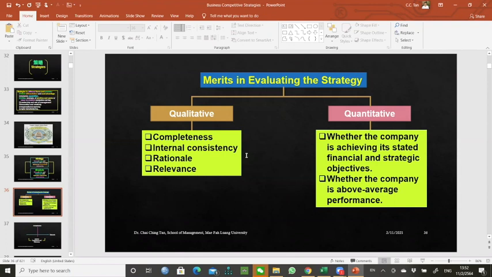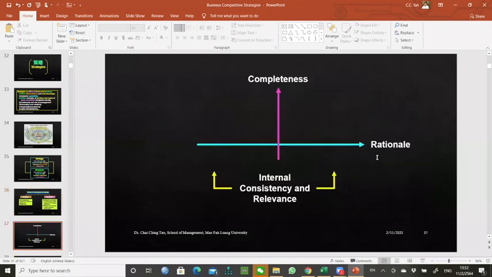So whether the company is achieving a stated financial or strategic objective, whichever strategic objectives, such as positioning number one in the world in these things or whatever, and above-average performance. So you've got to show some evidence, quantitative evidence, or you have to be able to present your qualitative argument in your assignments or in your strategic decision proposition. And so we're talking about your reasoning. Yeah, there are certain directions of your argument. Okay, and talking about how complete your arguments and strategic proposition are.